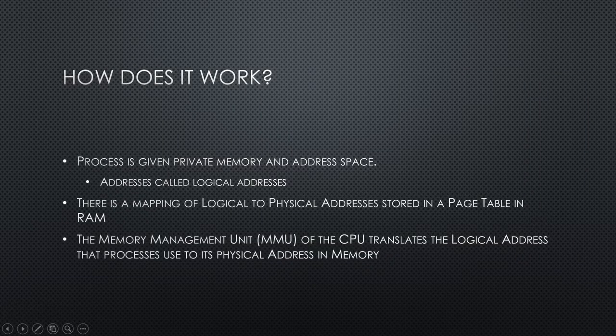So how do page tables work? Each individual process is given a private memory and address space. These private addresses are called logical addresses. There is a mapping of logical to physical addresses stored in what is known as the page table in RAM. The Memory Management Unit, or MMU, of the CPU looks at this page table in RAM for the physical address to look for it in memory.